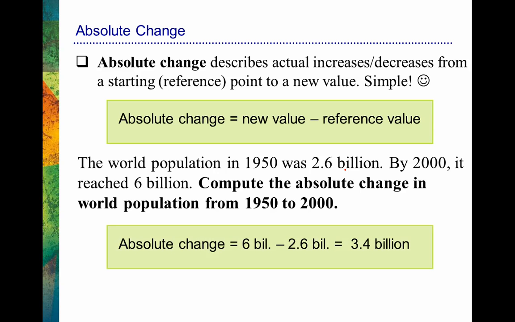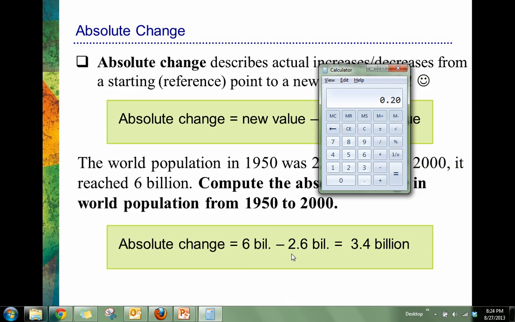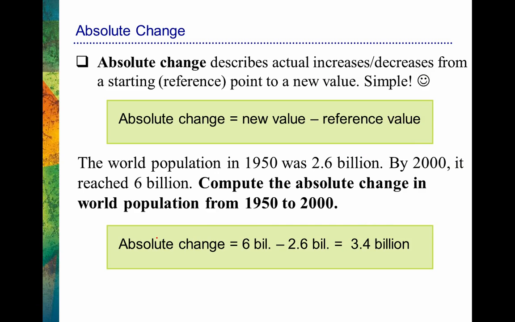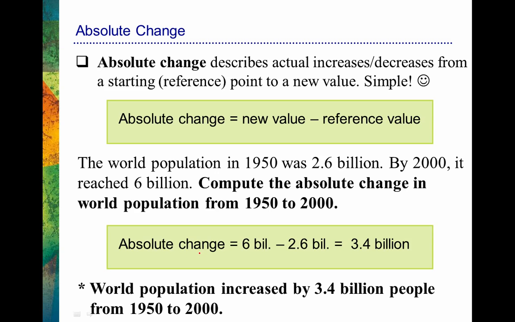So it's going to look something like this. 6 billion minus 2.6 billion. And again, just to make sure, let's use our calculator. So we'd have 6 minus 2.6. Of course, we're dealing with billions, which would equal 3.4. So there's nothing complicated about computing these absolute values that we're going to be discussing today. In this case, we're just looking at an absolute level of change. And this, by the way, would be our interpretation: world population increased by 3.4 billion people from 1950 to 2000.